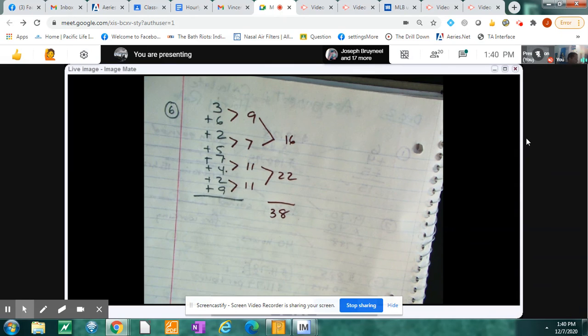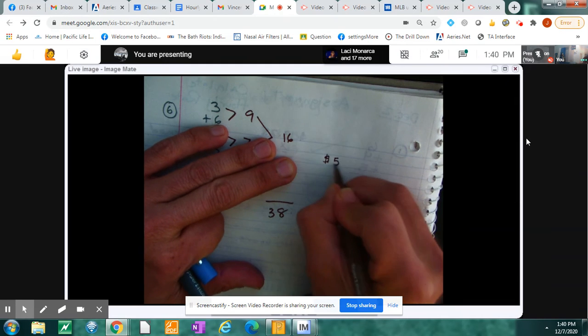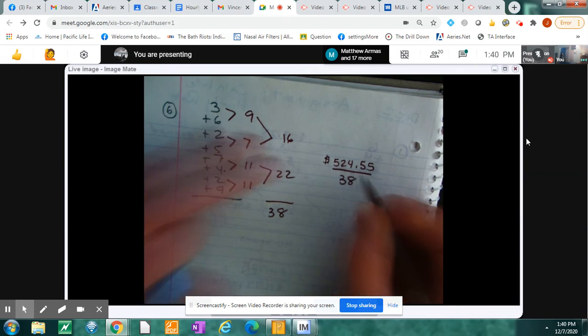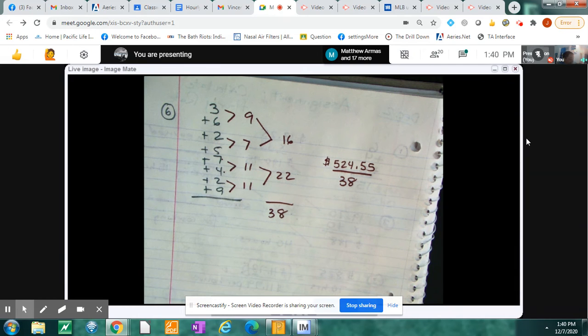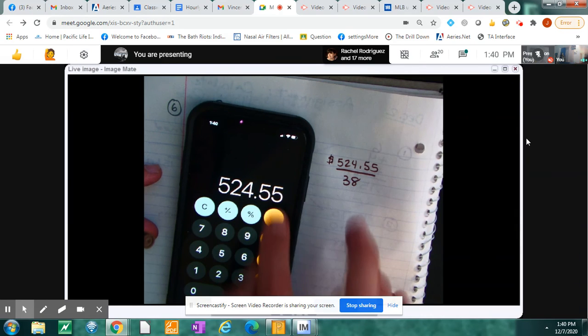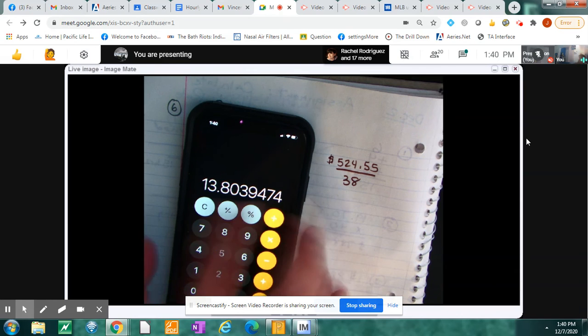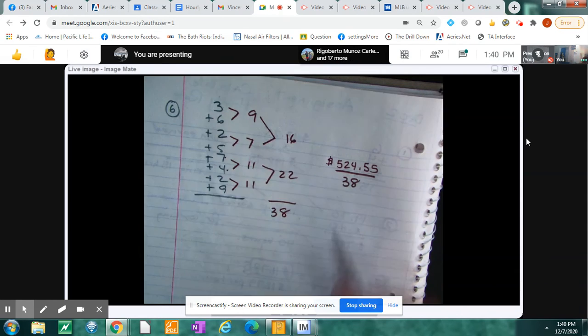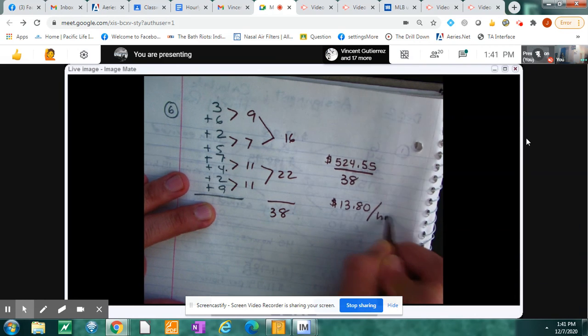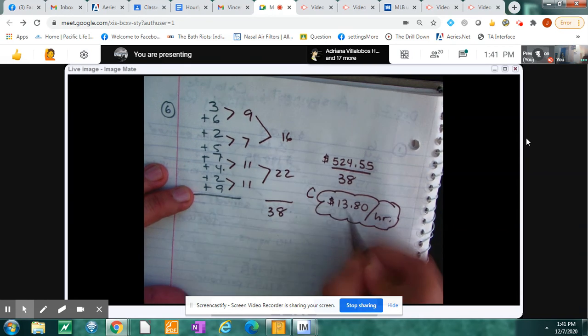See that? So it's saying he earned $524.55 divided by 38. Which one is my answer, A, B, C, or D? So $524.55 divided by 38 is $13.80. So my answer is $13.80 per hour, which is C.